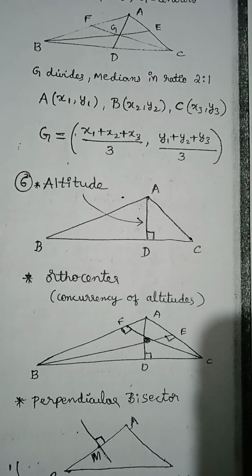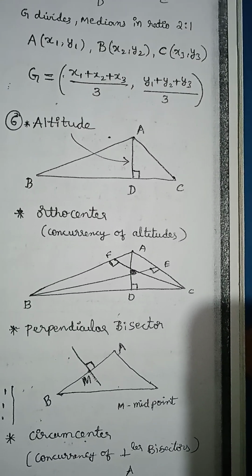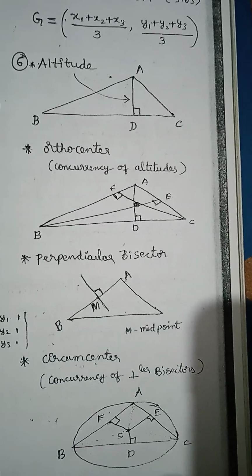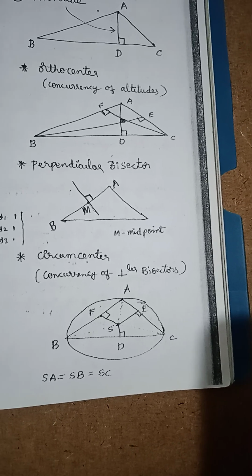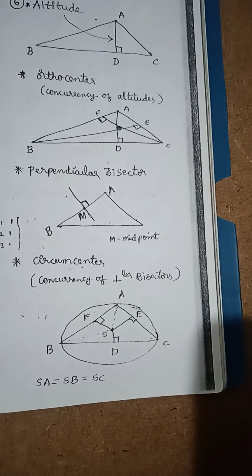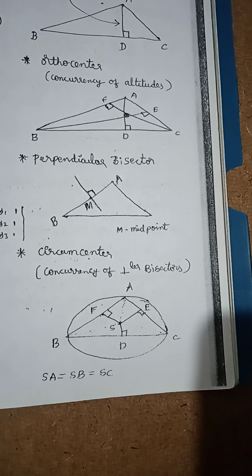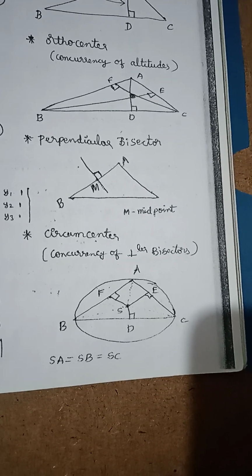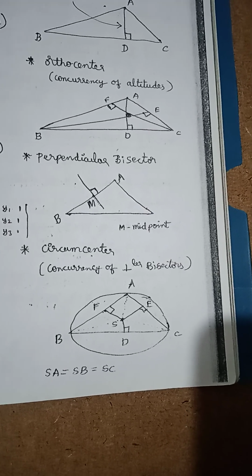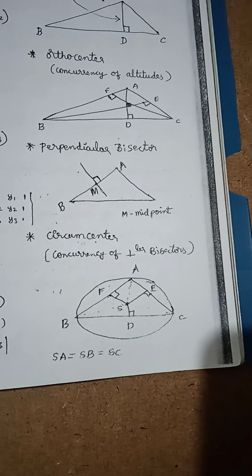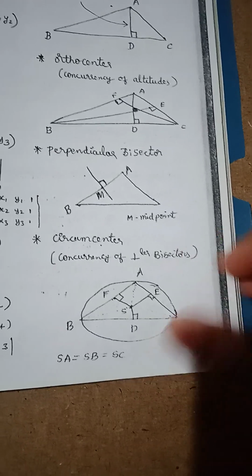Altitude is the height of the triangle. The concurrency point of altitudes is known as the orthocenter. Perpendicular bisector: the line that perpendicularly bisects. Circumcenter: the concurrency point of the perpendicular bisectors is known as the circumcenter. Distance from the circumcenter: SA equals SB equals SC.